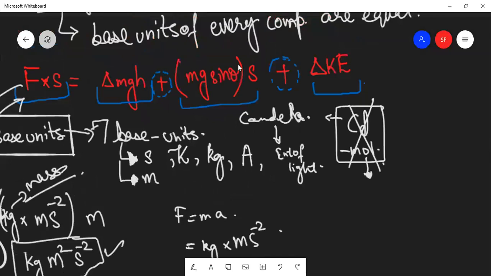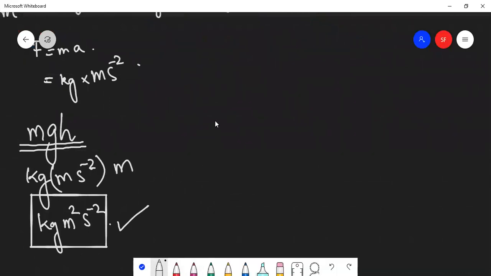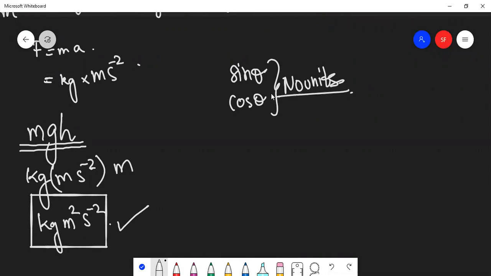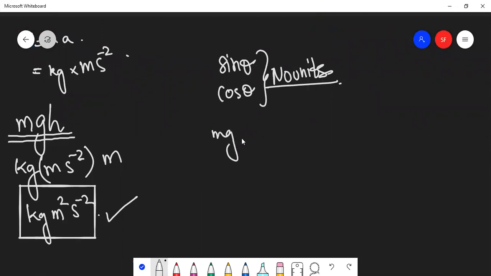That's correct. Now the second component, mg sine theta into distance. Now let me tell you something. Sine of any angle, cos of any angle, these are trigonometric ratios, and they have no units, okay? You just have to ignore them. mg sine theta into distance.